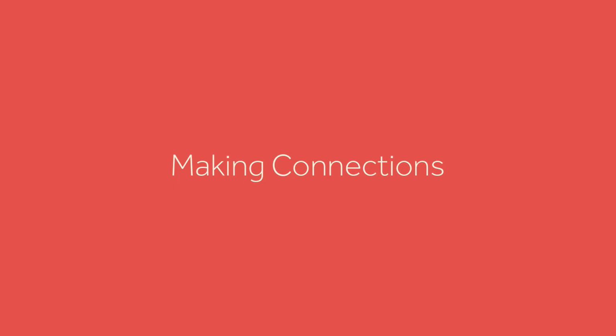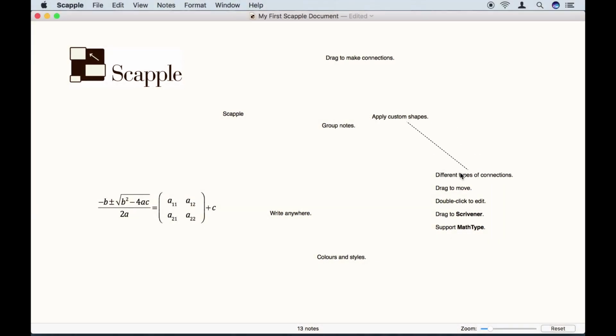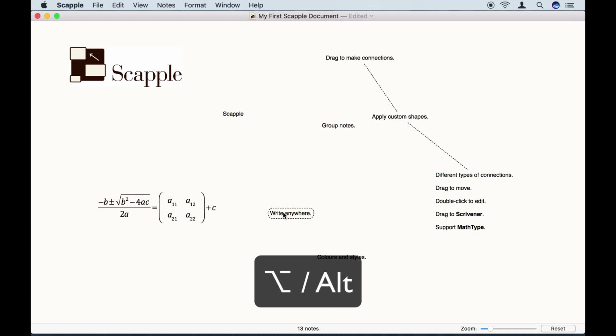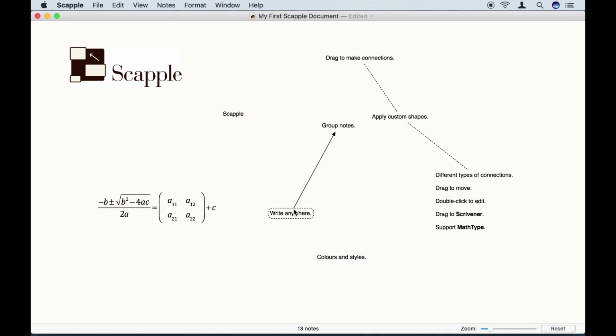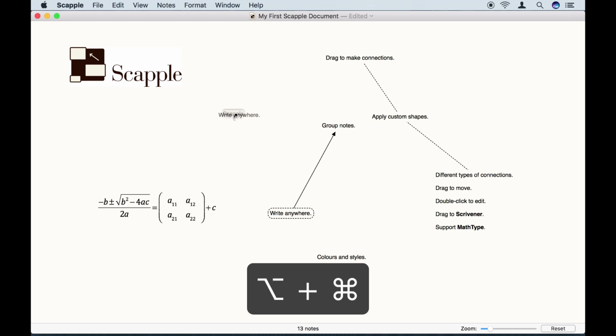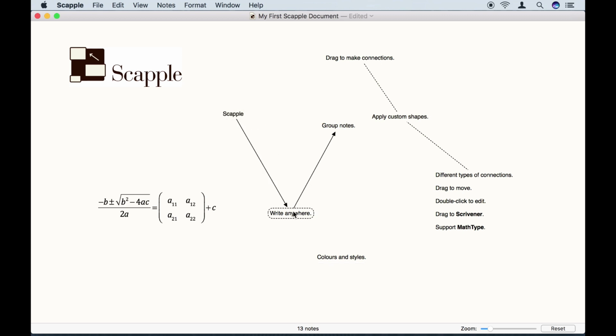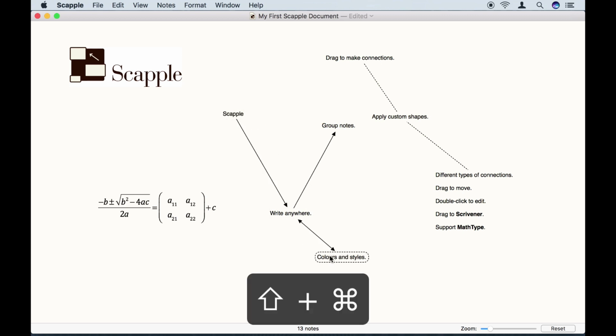Scapple allows you to make different kinds of connections between your ideas. If I hold down the Option key while dragging one note onto another, the notes will be connected by an arrow. Holding down Option and Command will create an arrow pointing in the opposite direction, and Shift Command will create an arrow pointing both ways.